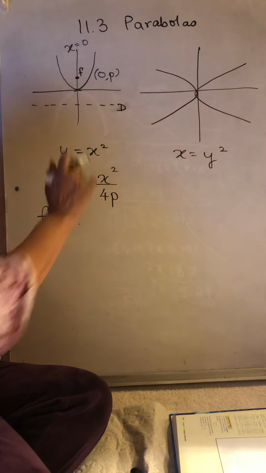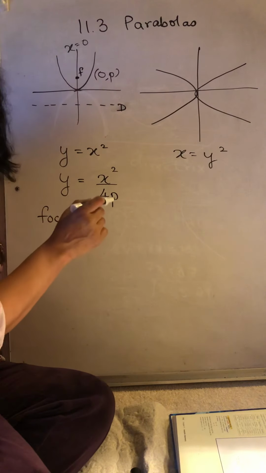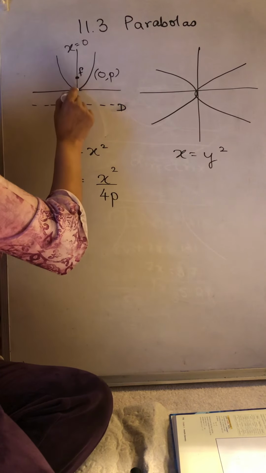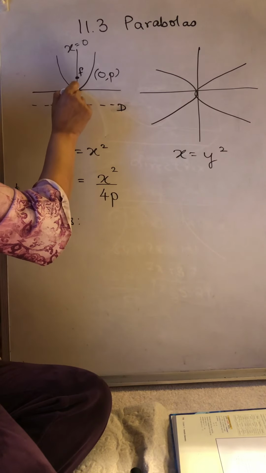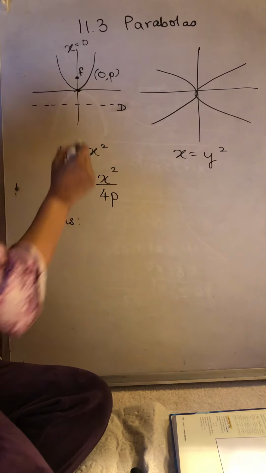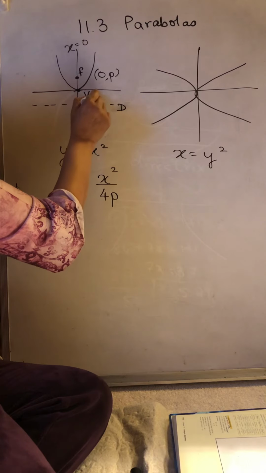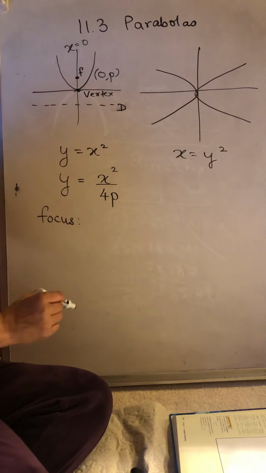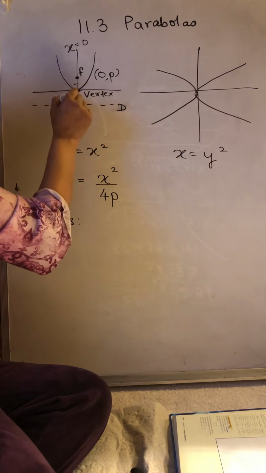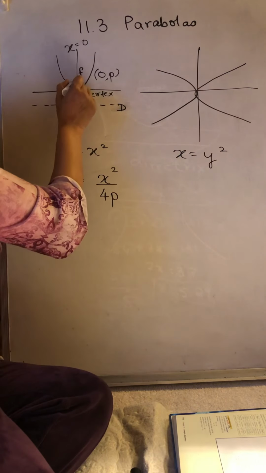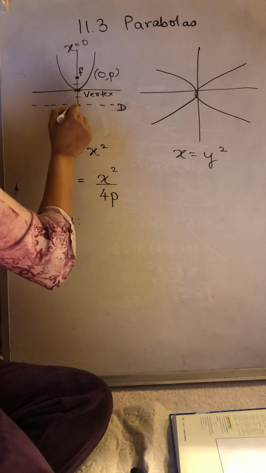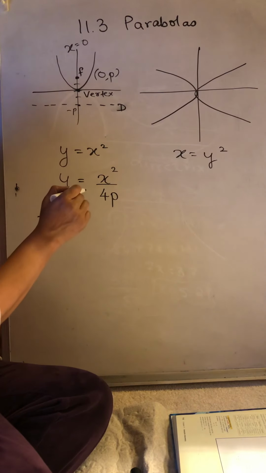Okay, and what did we say? Every point on the parabola is the same distance from the focus and from the directrix, which means this point, remember what we called it in our quadratics? We called it the vertex. So in this case, this distance will be equal to this distance, right? So if this is p, what will this be? This will be negative p.